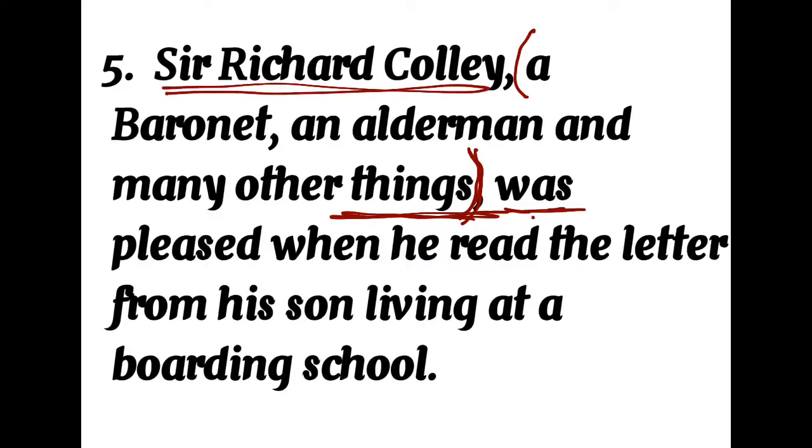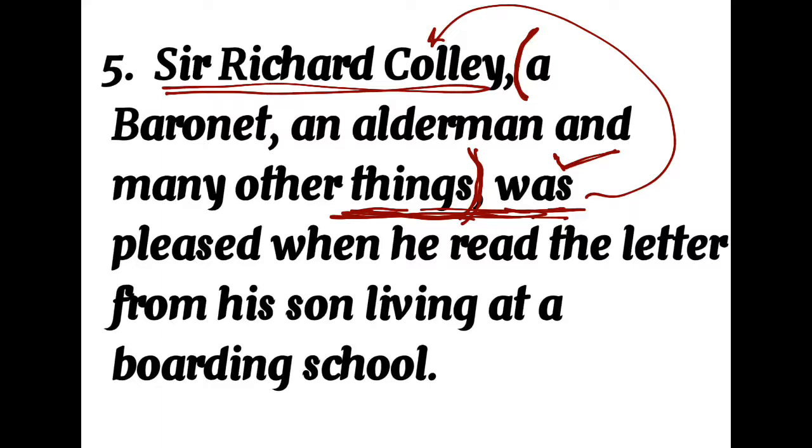This is subject. Now Sir Richard Colley was or were? Now it seems that things were. The sentence seemed to be incorrect, but this sentence is purely grammatical and acceptable. It is correct because this was agrees with Sir Richard Colley, not with things or any other structure in the sentence. Why is it so? It is so because even if the structure in this bracket is eliminated, right? If we say Sir Richard Colley was pleased when he read the letter from his son living at a boarding school, the sentence remains grammatical and it conveys sense.